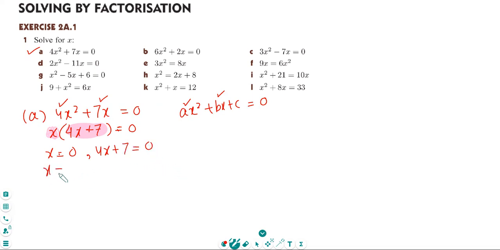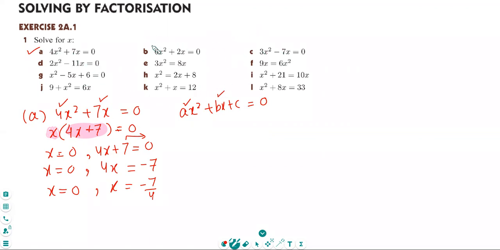So we can say that x is equal to 0, and the second function, 4x plus 7, should be equal to 0 as well. From it, we get x equal to 0. And if you shift this 7 to the other side, it becomes 4x equal to negative 7, and then divide both sides by 4. So x will be equal to minus 7 over 4. Hence we have found the two values of x. The first one is 0, and the second one is negative 7 over 4. These are actually the roots of the quadratic equation in part A.